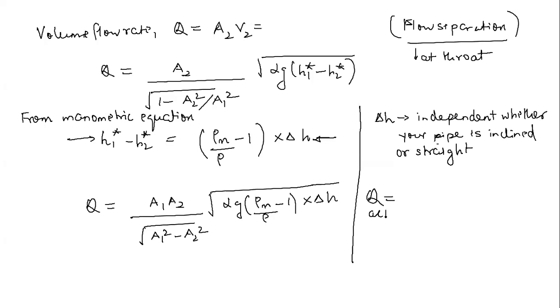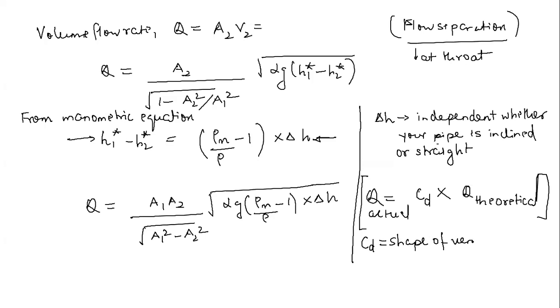And then we have the actual discharge or actual flow rate, CD multiplied by this term Q. So Q actual is CD multiplied by Q theoretical. This is the actual equation in actual situations, and CD, the coefficient, will depend upon the design of the venturimeter, or you can simply say the shape of the throat.